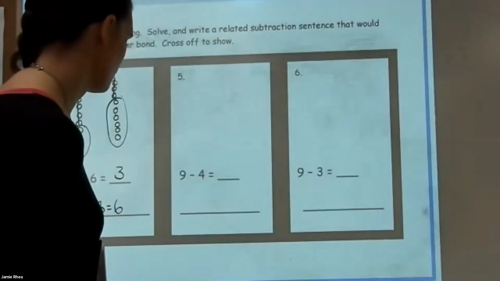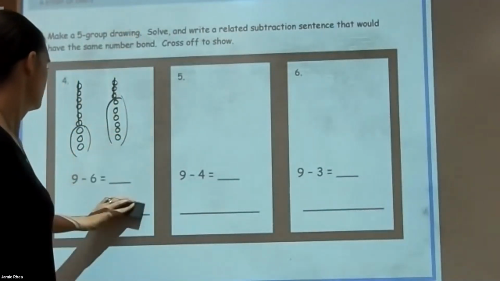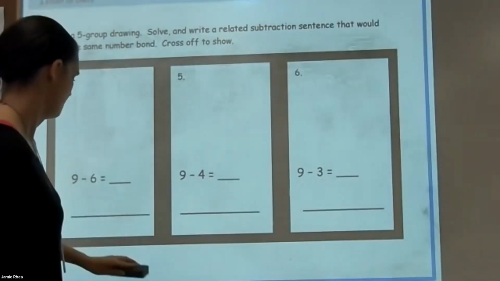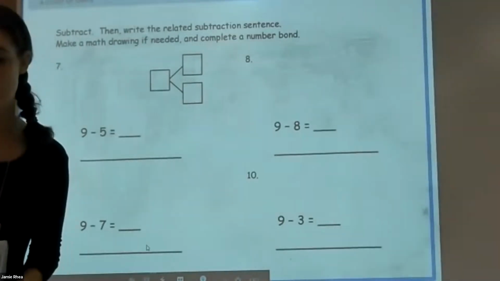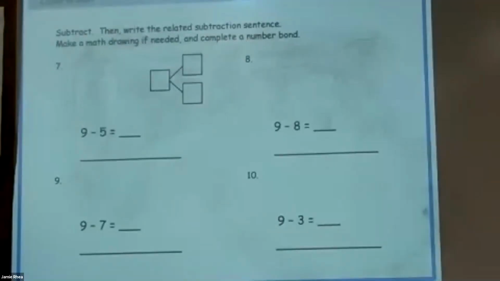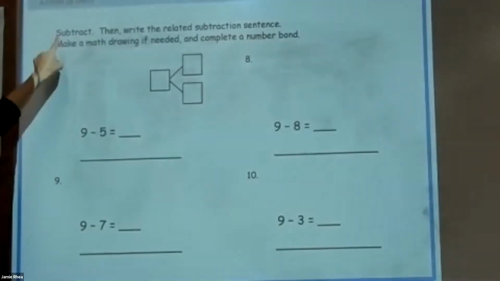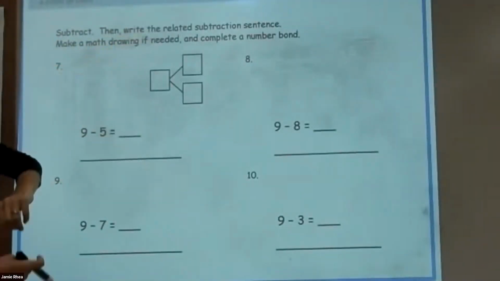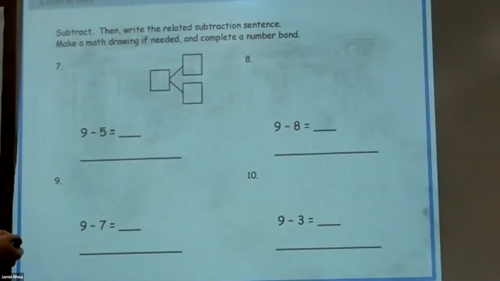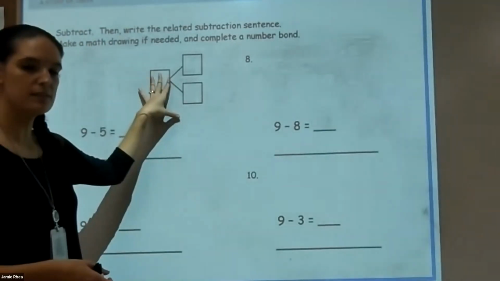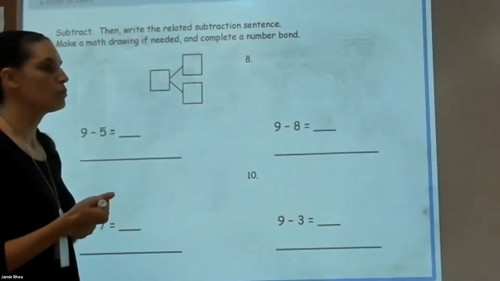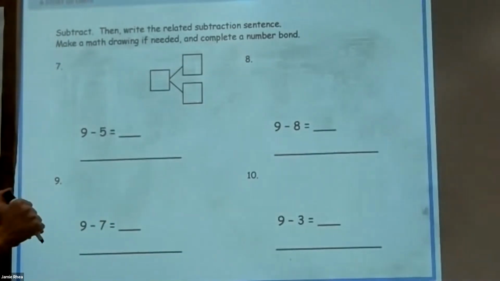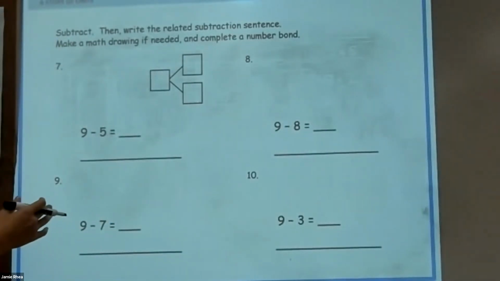Let's look at our next section so we know what to do. All right, you are going to do 7, 8, and 9. So I'm going to show you how to do number 10. Let's read it. Subtract. Then write the related subtraction sentence, make a math drawing if needed, and complete the number bond. Now, if you'll notice, only number 7 has a number bond. You need to draw a number bond for 8 and 9. Okay, so it's telling me that I need to write a related subtraction sentence and complete a number bond.